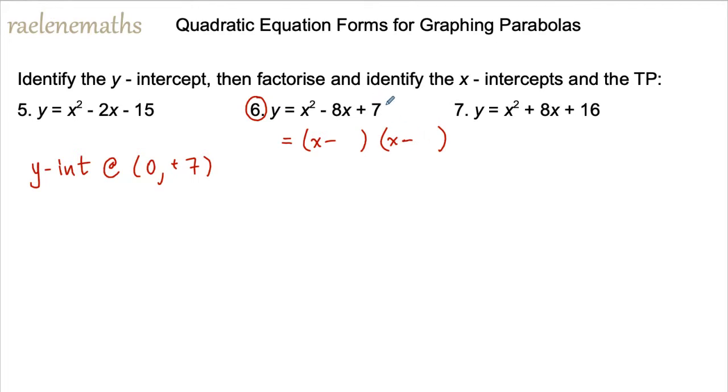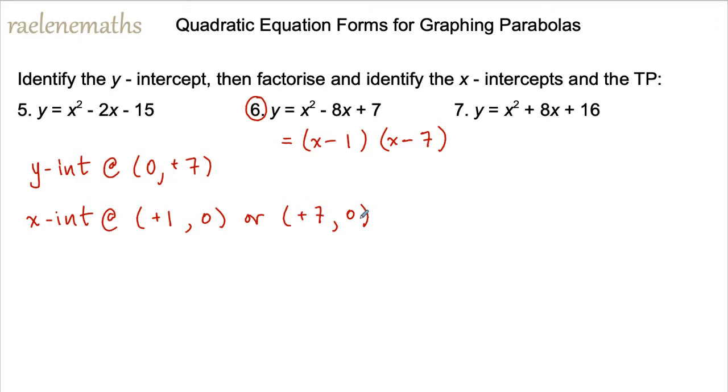7 is a prime number, so the only factors for 7 are 1 times 7. Let's just expand this to see if this only possibility actually works to give us the answer we need. X squared minus 7x minus 1x plus 7 actually gives us the x squared minus 8x plus 7 we require. Now that we have the factored form, we can get the x-intercepts by changing the sign of the negative r1 and the negative r2. The first x-intercept will be located at positive 1, 0, and the second intercept at positive 7, 0.